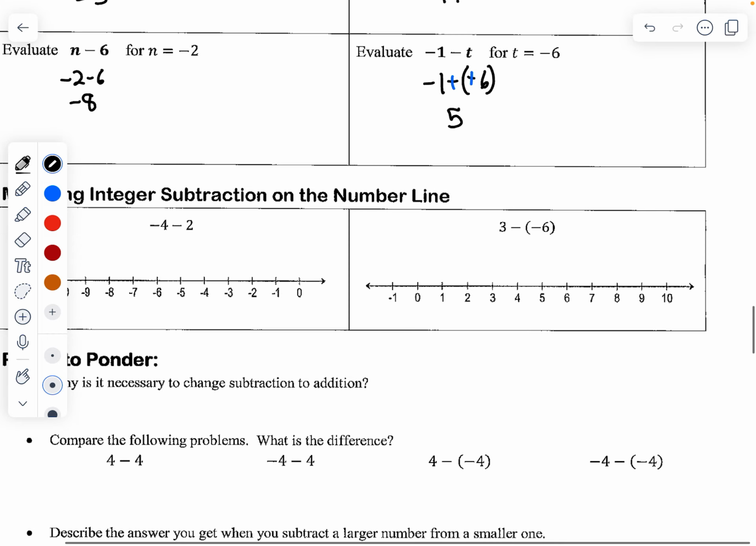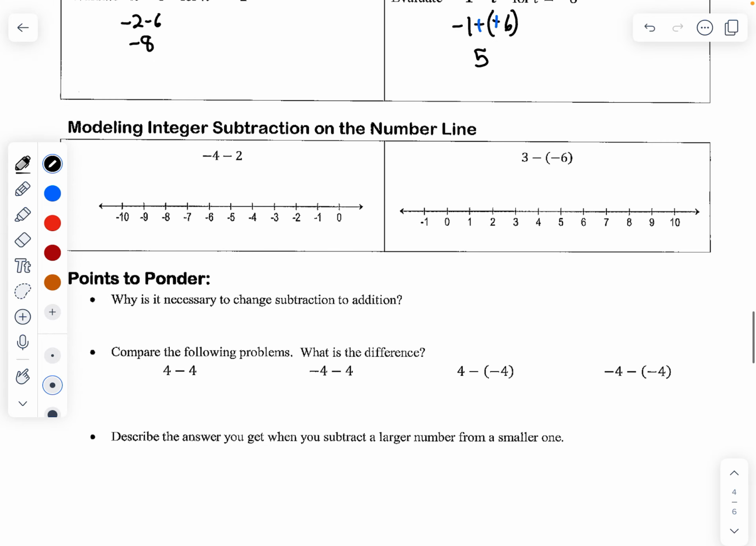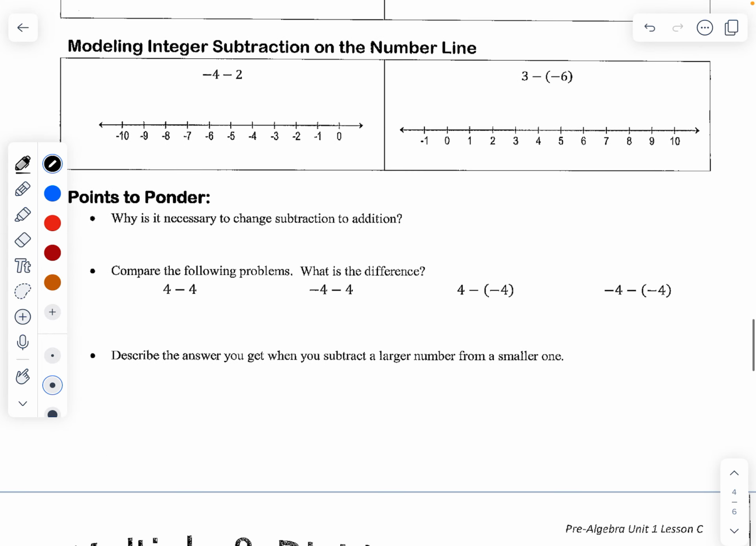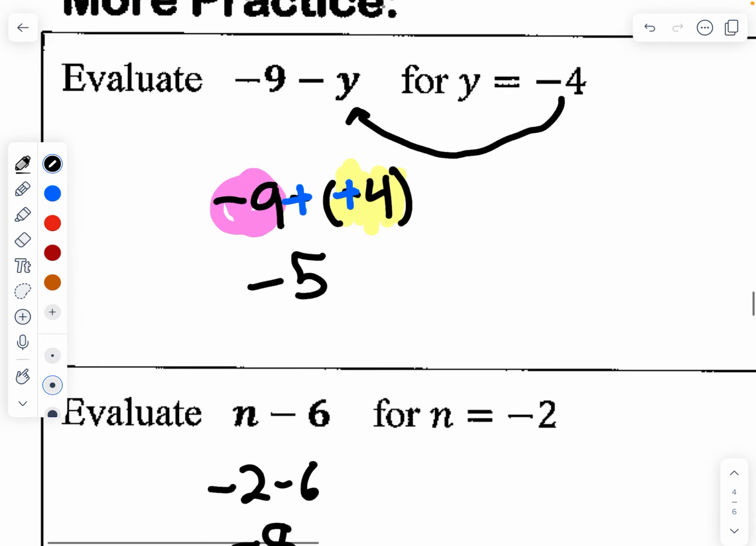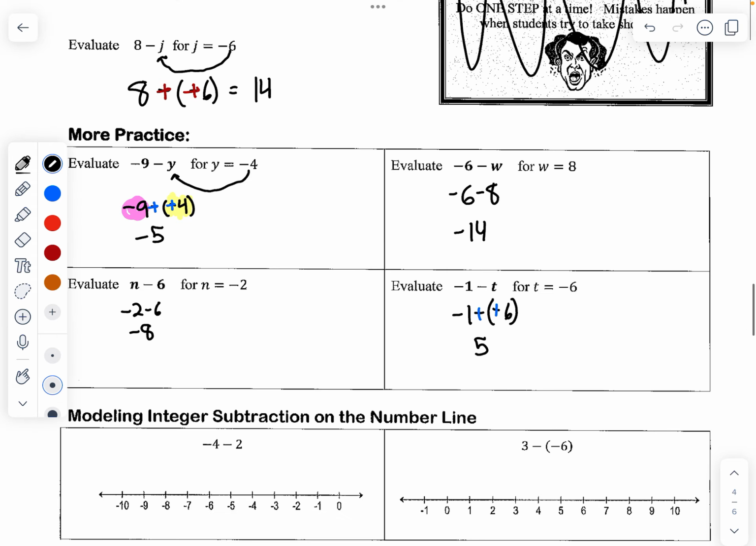We're going to skip the modeling on a number line because we seem to have a firm foundation at this point. Why is it necessary to change subtraction to addition? You want to make sure that you change the subtraction to addition here just so that way you have a clear concept of what you need to do.